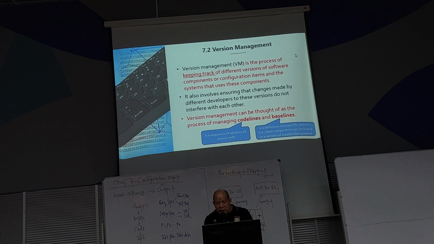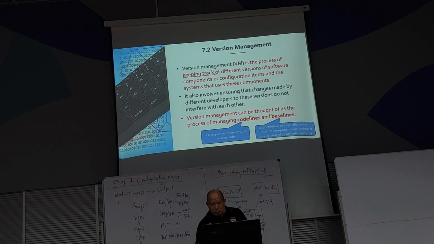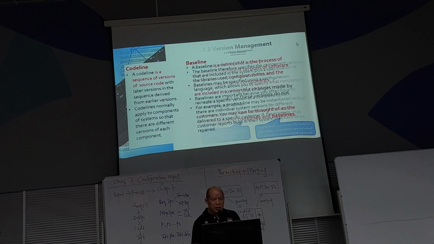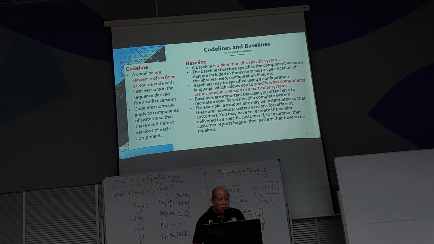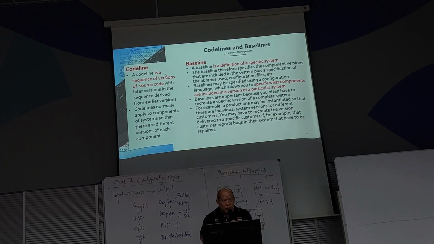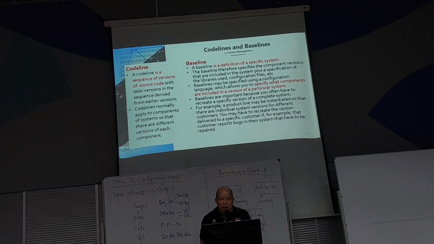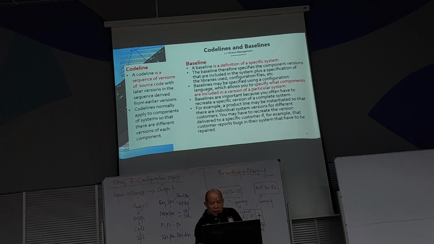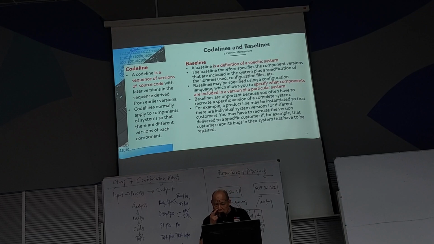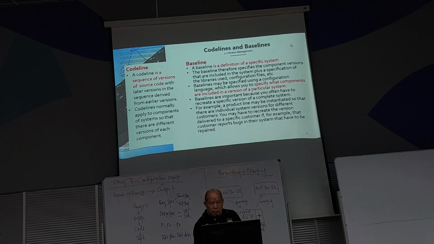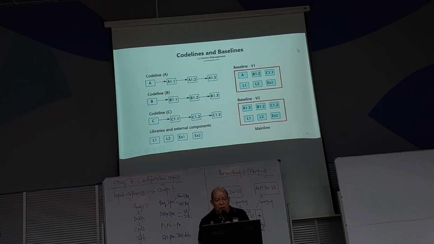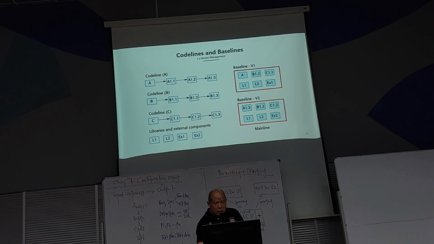And baseline is a definition of a specific system. So what components are included in a version of a particular system. Okay, next. So code line is a sequence of versions of source code. Baseline is a definition of a specific system, specifying what components are included in a version of a particular system. Okay, so code line and baseline.